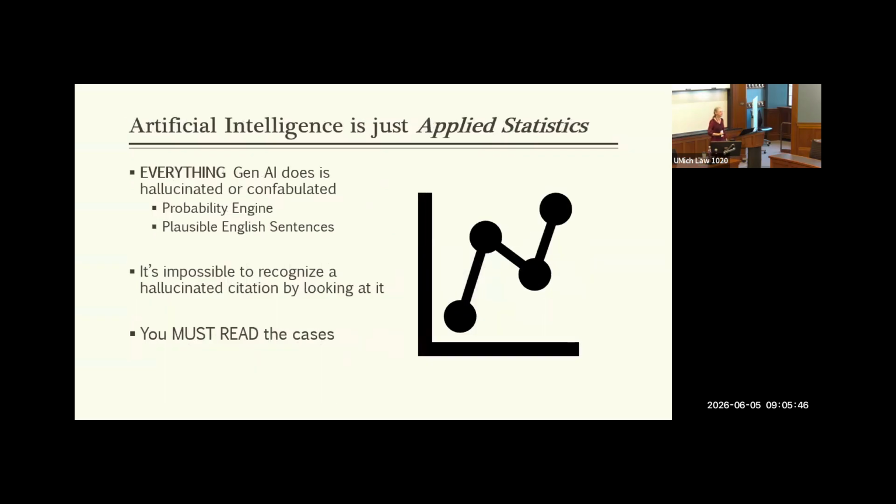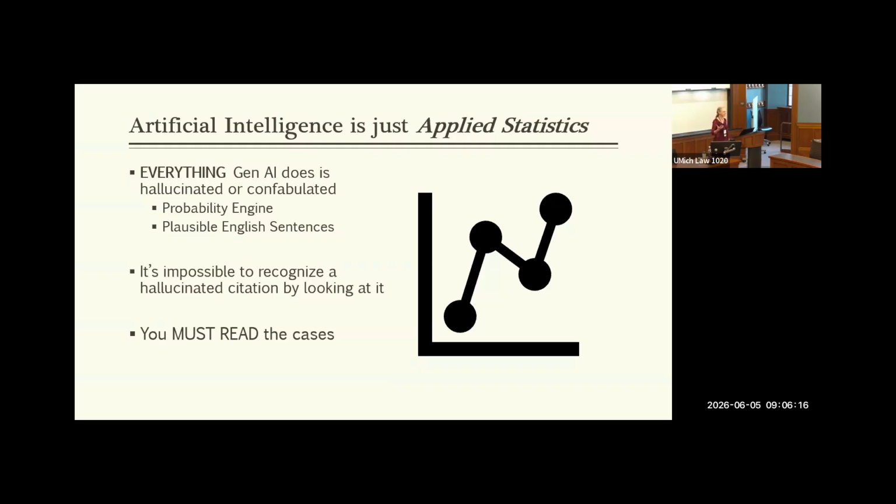So artificial intelligence is a fancy name. Back in the 50s or whenever it started, they almost called it applied statistics, which is really what it is. It's just a lot of math, but artificial intelligence sounds fancier. But everything it does is hallucinated or confabulated or made up. It writes plausible English sentences. It writes stuff that sounds good, but it really doesn't understand what it's doing.